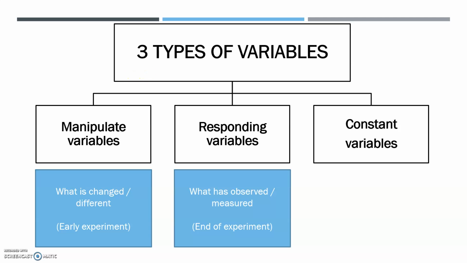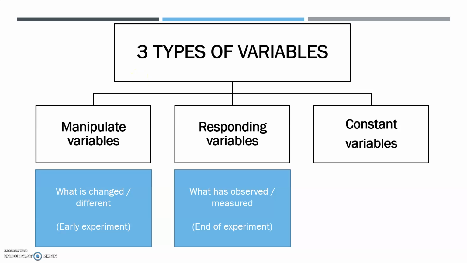Okay, responding variable. What is observed or measured? Apa yang kita perhatikan atau kita ukur selepas eksperimen. Normally at the end of the experiment, we determine it after the experiment finishes. Alright, we look at the result. Okay, so let's say sponge tadi. Kamu test the experiment, and then you dip it inside the beaker with water, and then you measure the balance of water left in the beaker.